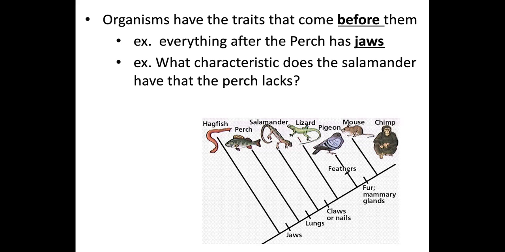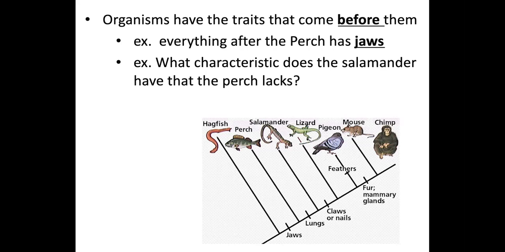So what characteristic does the salamander have that the perch lacks? Lungs, because the salamander has what characteristics or traits? Lungs and jaws, okay? But the perch doesn't have the lungs, why? Because they came after the perch. Does everybody understand that? So it has everything. Oh, never mind, I see it.